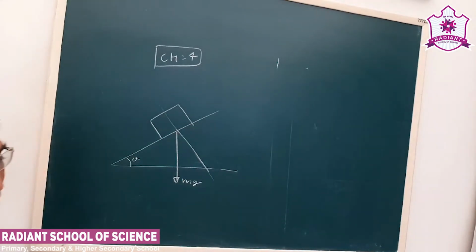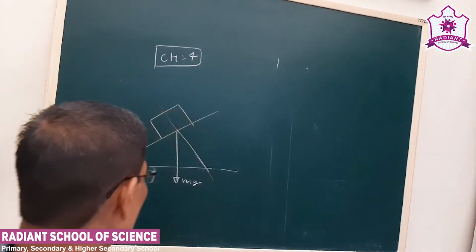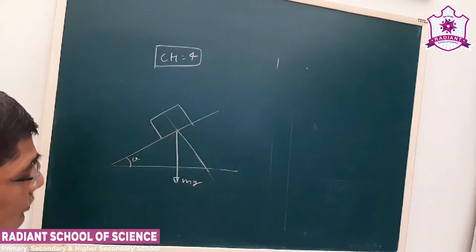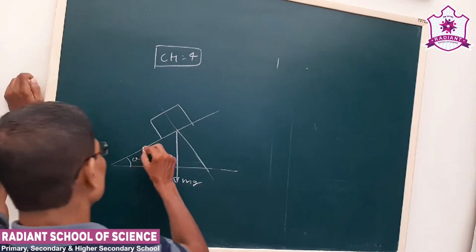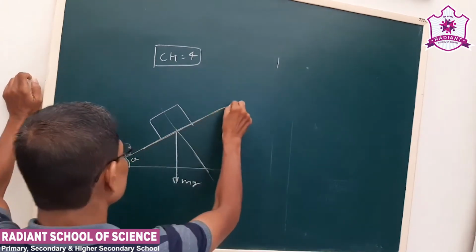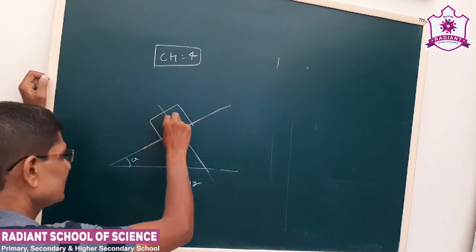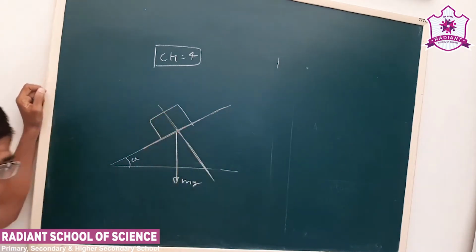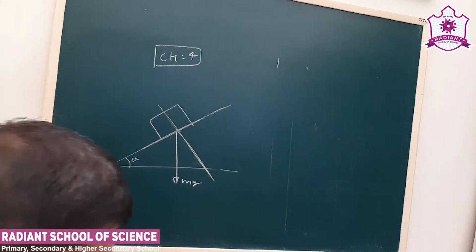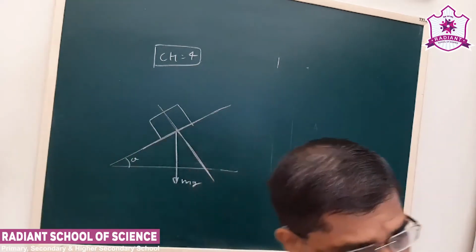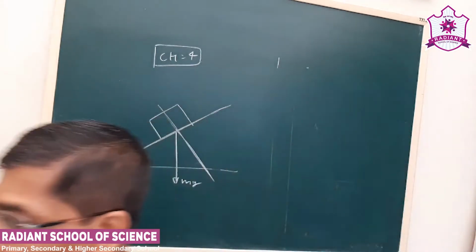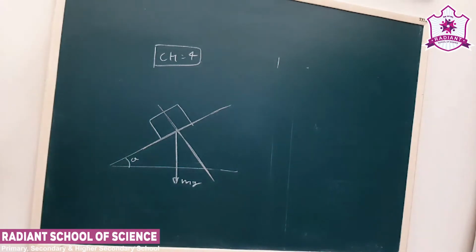Okay, now you can see here the x-axis and y-axis are not given. See, you have to divide the force mg into two components, one which is parallel to the slope, and one which is perpendicular, like this. Now this angle is given as theta. Now divide the vector. There is mg, the force. Force is also a vector quantity.